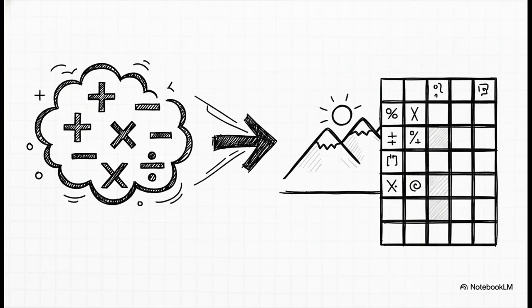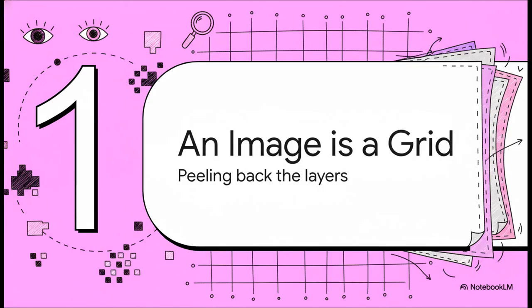Well, the answer isn't some super complex, artsy tool. It's actually just math. Pure and simple mathematics. We're talking about a few elegant operations that can totally transform an image, one little pixel at a time. So, to really get the math, we first have to get on the same page about what an image is to a computer. Let's peel back those layers.